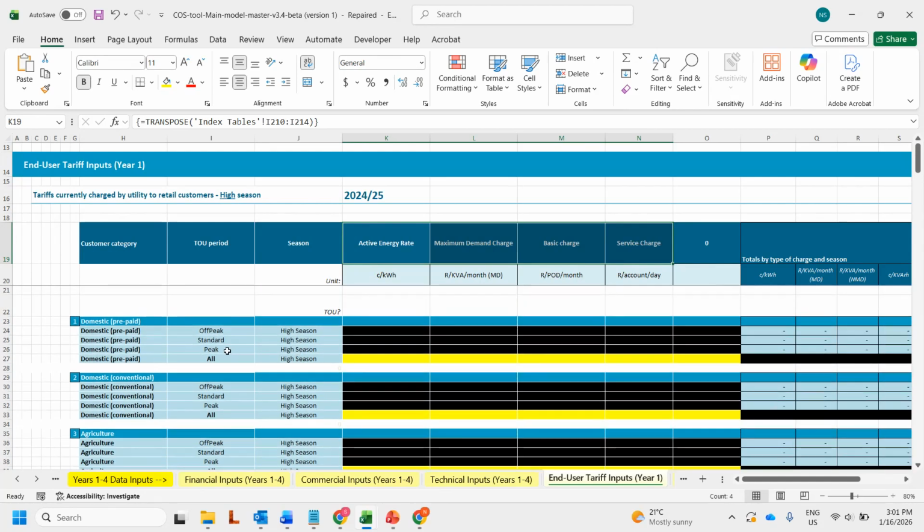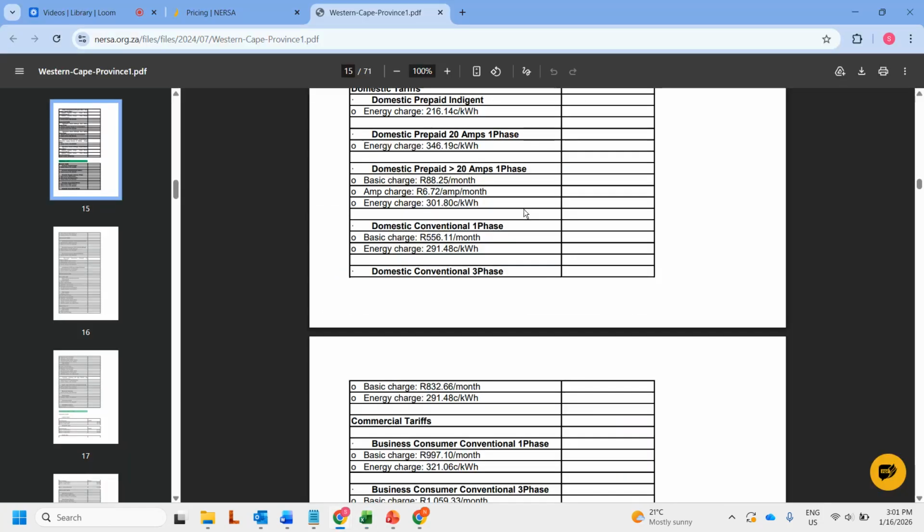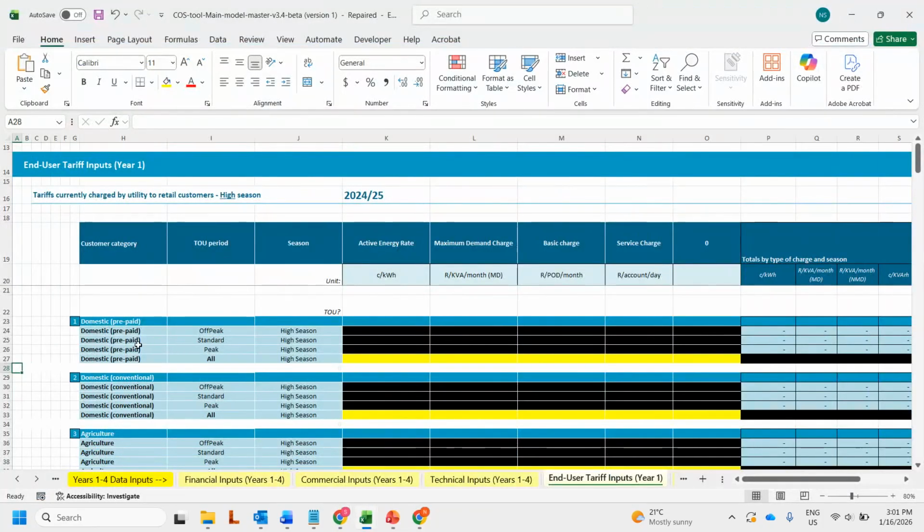There is one potential shortfall here, and that's that many municipalities don't use the same customer categories as the deform when they design their tariffs. As an example here, this municipality has domestic prepaid indigent, domestic prepaid 20 amps, and domestic prepaid greater than 20 amps. So that means that for them to put the tariffs in here, they have to select one of their domestic prepaid tariffs and put it in.